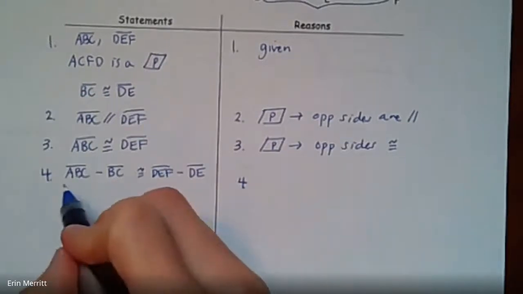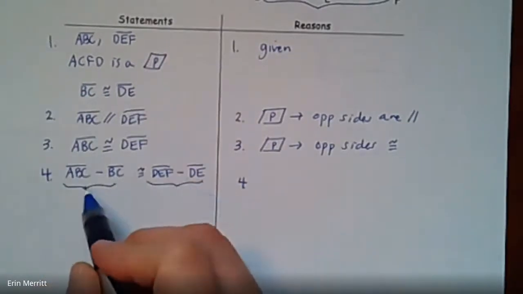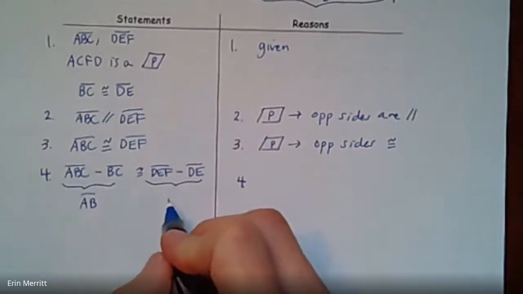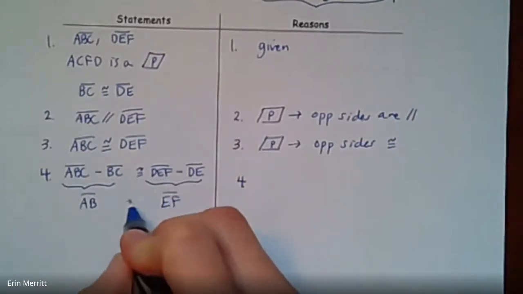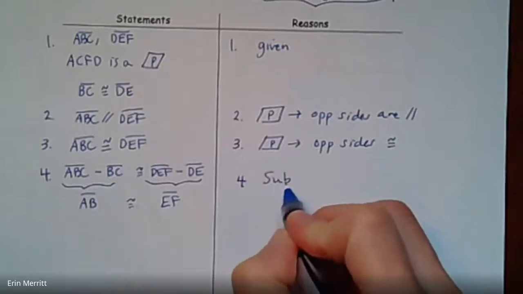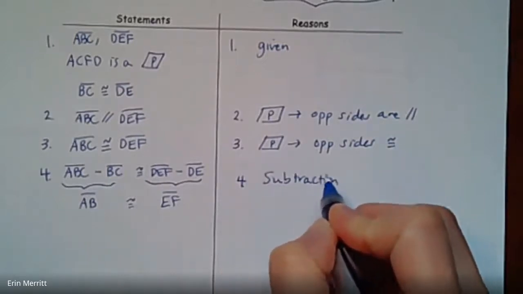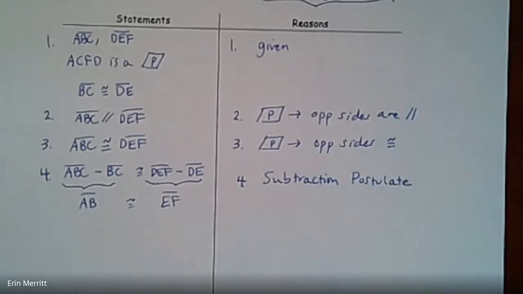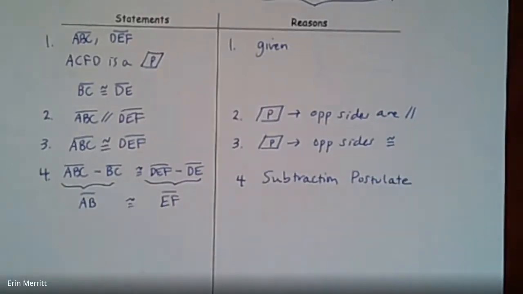All right, let's rename it. So underneath, this leaves me with AB. This leaves me with EF. And all of that is the subtraction postulate.